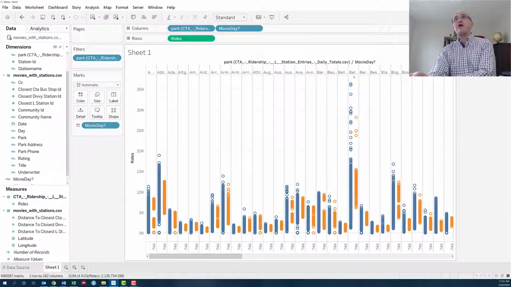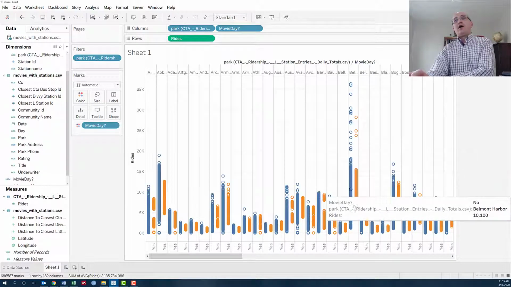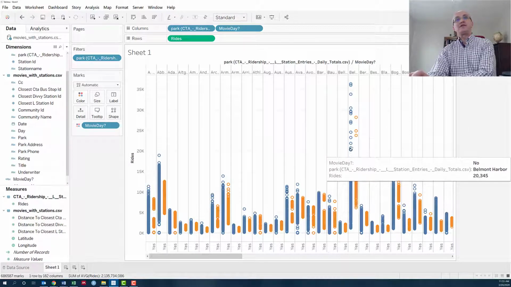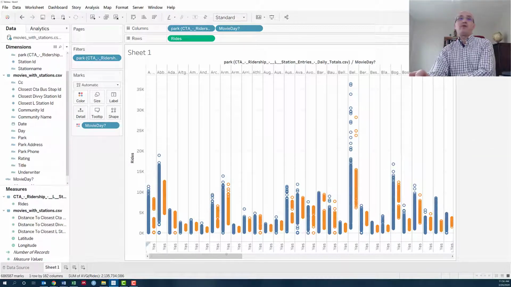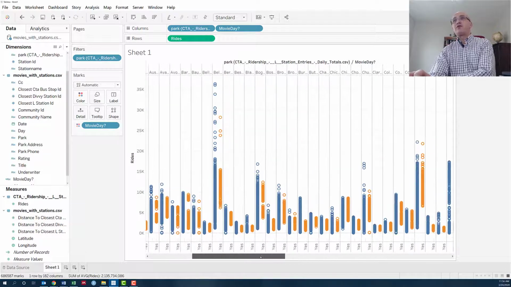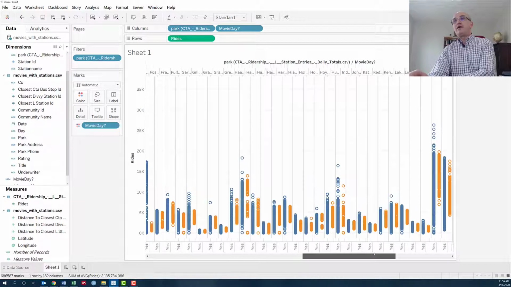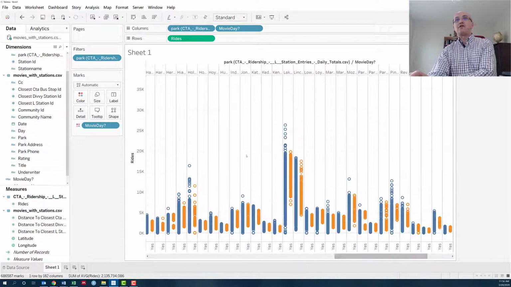So this park right here, Belmont Harbor, makes me think, they must have like some major events around there. I'm not sure which parks are closest to like Wrigley Stadium or Taste of Chicago. Here's another one. You got some outliers.